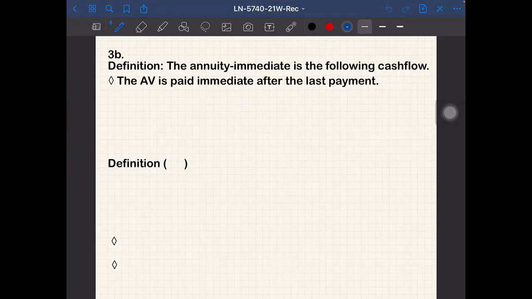Hi, everyone. So now we define the two concepts, the annuity immediate and annuity due. So first, the definition of annuity immediate. So the annuity immediate is the following cash flow.